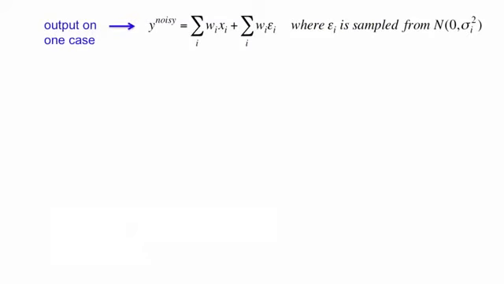For those of you who like math, I'm going to derive that on this slide. If you don't like math, you can just skip this slide. The output, y noisy, when we add noise to all of the inputs, is just what the output would have been with a noise-free system, the sum over all the inputs of w_i x_i, plus w_i times the noise that we added to each input. And those noises are sampled from a Gaussian with zero mean and variance sigma_i squared.